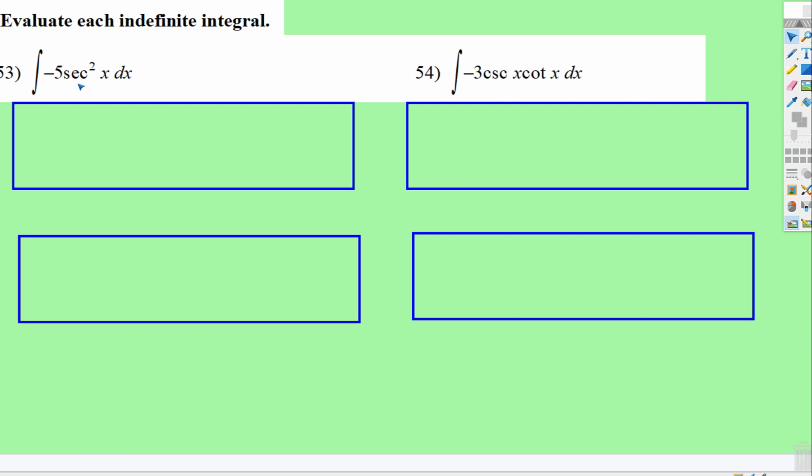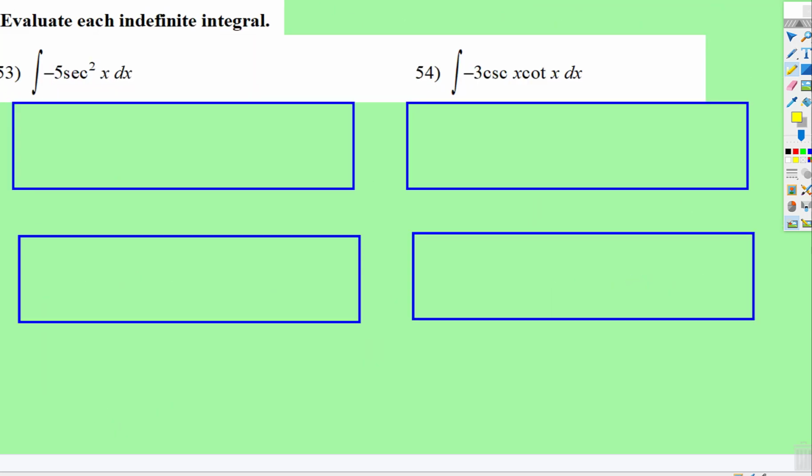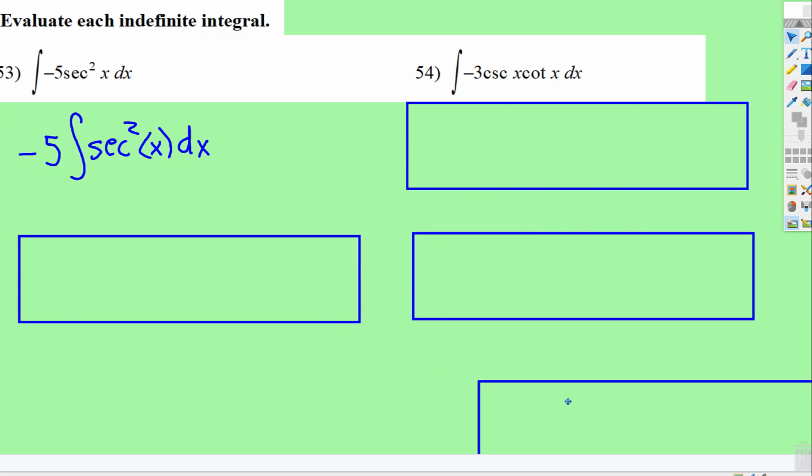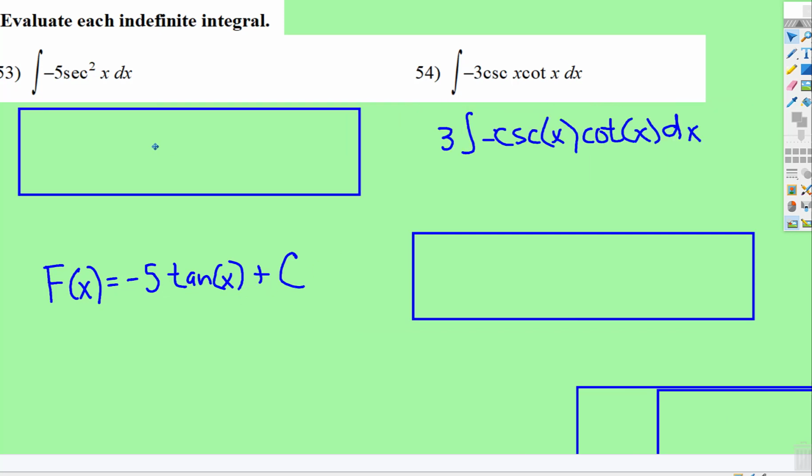So again, we have a secant squared. So whose derivative is positive secant squared? Tangent x. So that will be the antiderivative. So we pull out the negative 5, we rewrite it, and then capital F of x is negative 5 tangent x plus capital C.